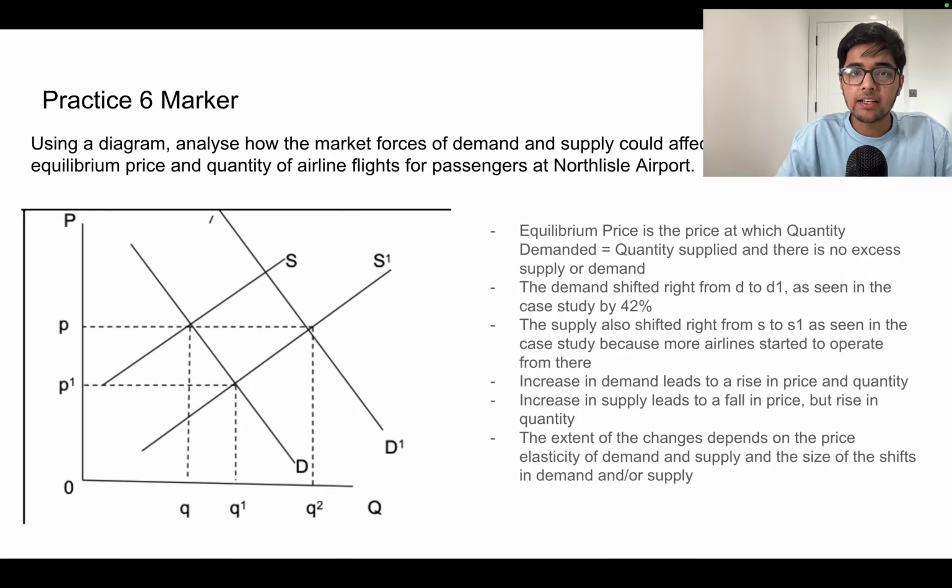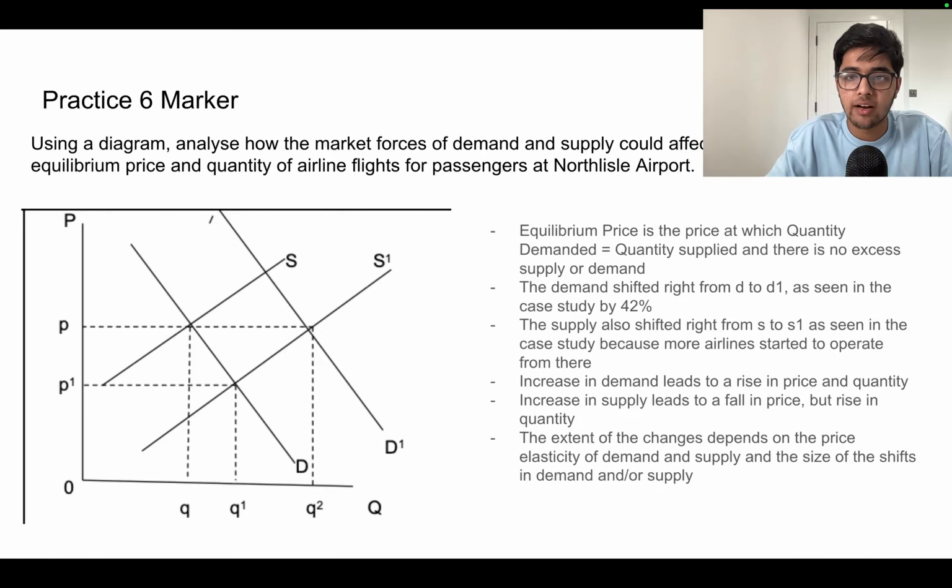Using a diagram, analyze how the market forces of demand and supply could affect the equilibrium price and quantity of airline flights for passengers. On the left is a diagram you should have drawn and is given by the mark scheme. Make sure to draw it exactly like this, as you don't want to lose these 3 marks. Now, first you have to give the definition. I hope you define equilibrium price. Equilibrium price is the price at which quantity demanded equals quantity supplied, and there is no excess supply or demand.